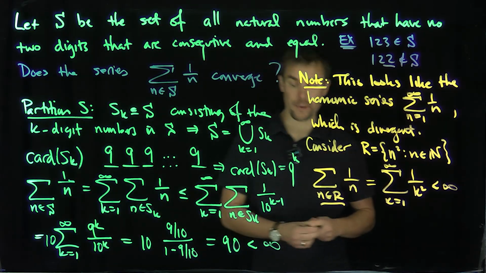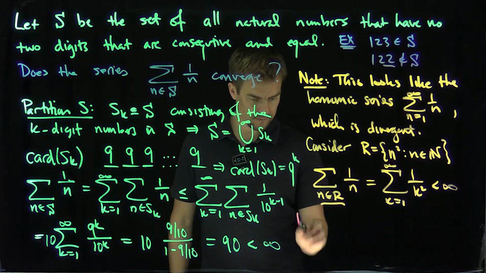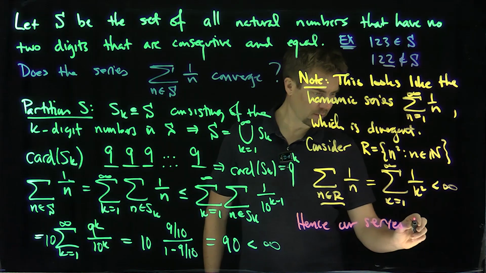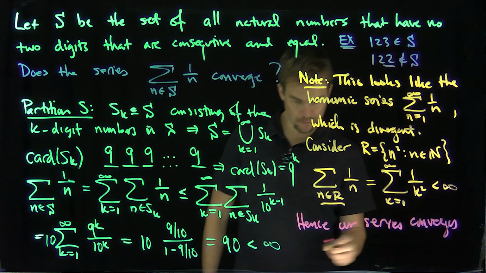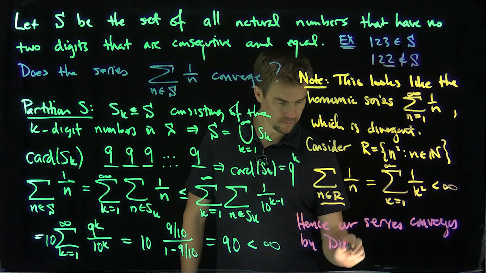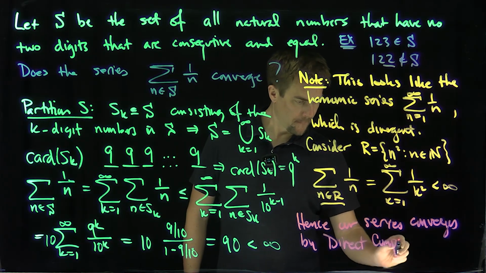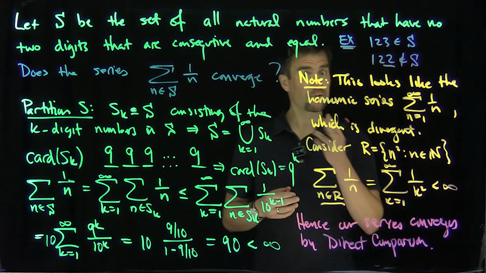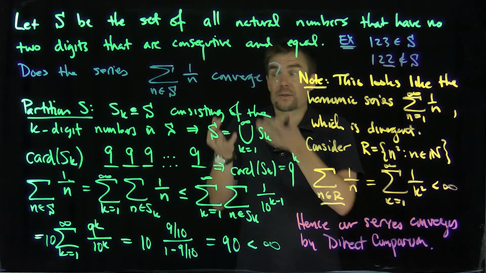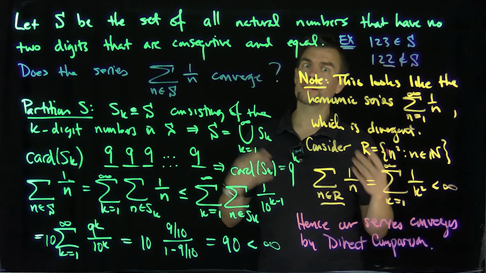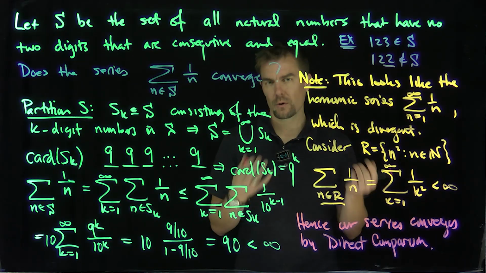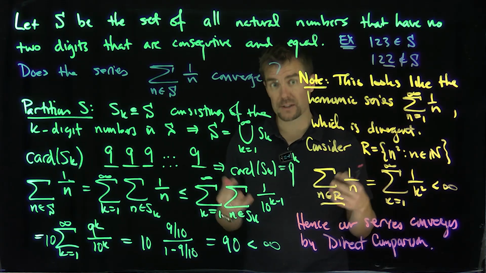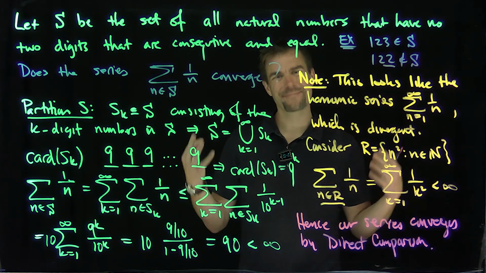So our series converges by comparison. Hence our series converges by direct comparison. In other words, by excluding the numbers that have two digits in a row, that gives me enough to make this harmonic series with a restriction converge. It goes to show you that oftentimes in these problems, re-indexing or partitioning a set that you're summing over is a very useful mechanism for determining convergence of an infinite series. Thank you very much.